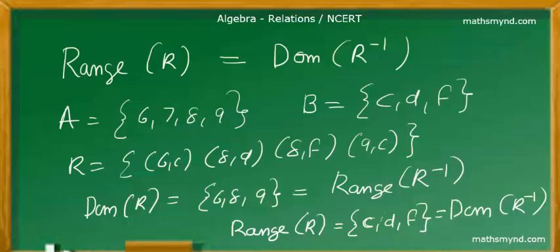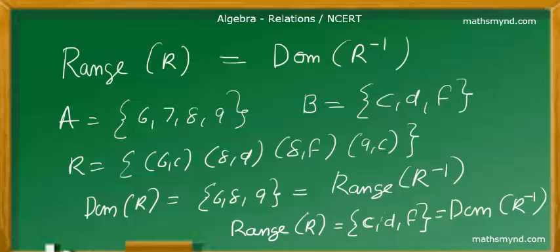To clear the point and to get the right idea, let us look at a simple case of set A having elements 6, 7, 8, 9, and B having the elements C, D, F, and we are having a relation which consists of 4 ordered pairs, that is 6C, 8D, 8F, and 9C.